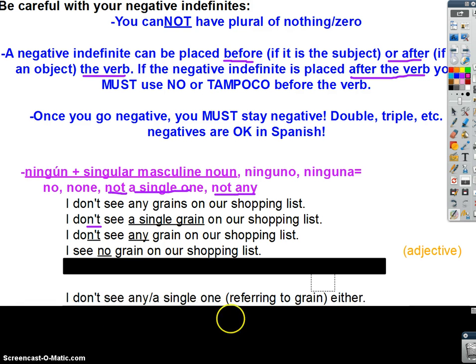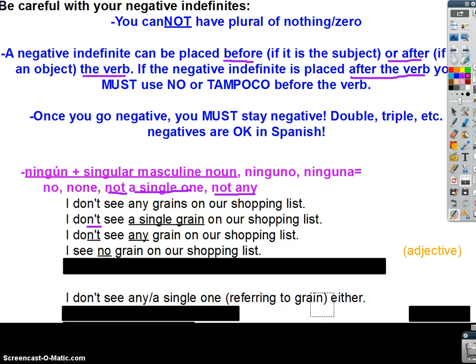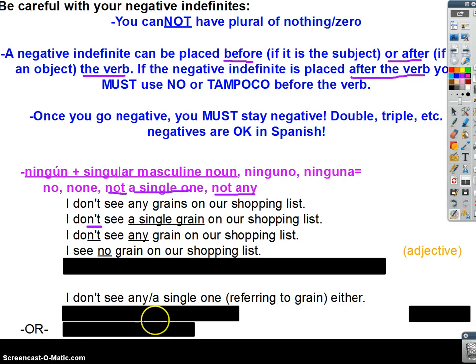And let's look at this next one. I don't see any or a single one referring back to grain either. So I don't see any either. I just have one version of that in English, but there's going to be two different ways to write it in Spanish. You don't have to right now. Go ahead and leave lines for it. But I would like you to write down if you think when we're saying any, not a single one, if it's an adjective, adverb, or pronoun.